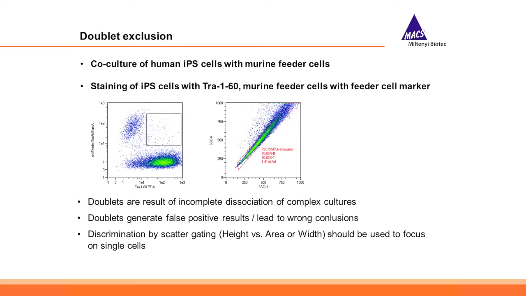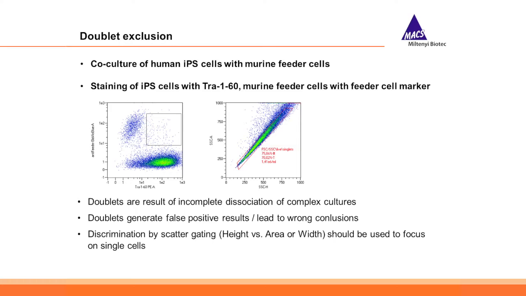What you then get is a diagonal of cells. These are your singlets, and why are they in the diagonal? Because when they get a higher granularity in the height level, it also grows proportionally in the same way in the area level. But doublets have a proportionally higher area value in the side scatter than in the height parameter.